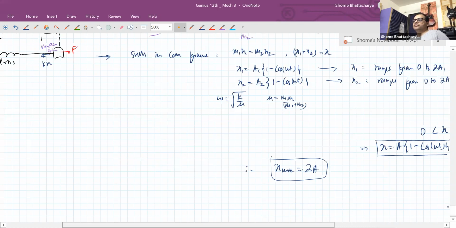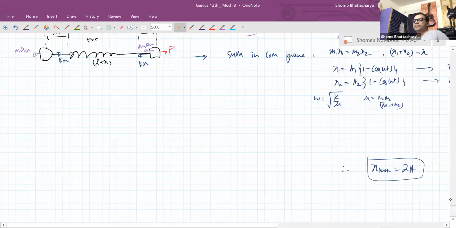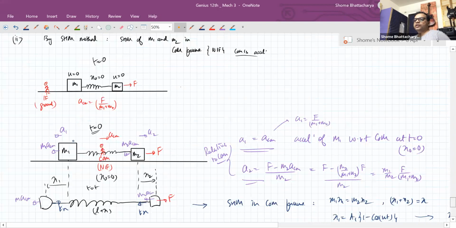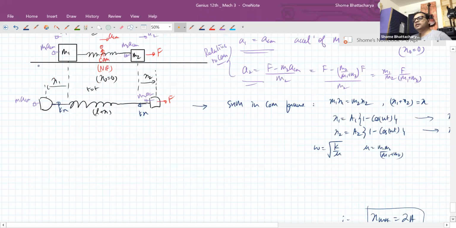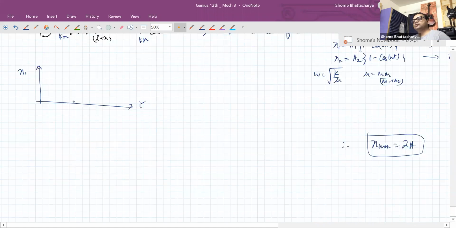At the initial picture, they were at which part of the SHM? They were at extreme position of SHM, because X is 0 now. So X1 equal to 0, X2 equal to 0 is the extreme part of SHM. Now the two blocks are doing SHM. If you look at X1 as a function of time, it's this type of thing. It is from 0 to 2a. So this is mean, and these are extreme.